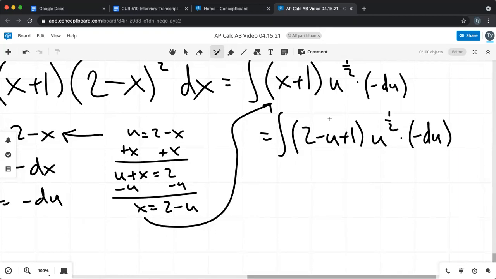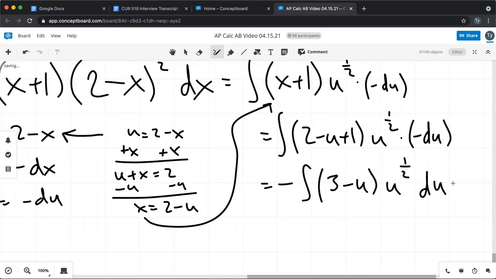And in this next step is where the mistake happened in the notes. It's just a small mistake. The author did 2 minus 1 instead of 2 plus 1, and that threw off the final answer by a constant. Not a huge deal. But let's simplify some stuff. I have this negative du, right? That's just a negative 1. I can pull out the negative 1. I have 2 plus 1 is 3 minus u times u to the half du.